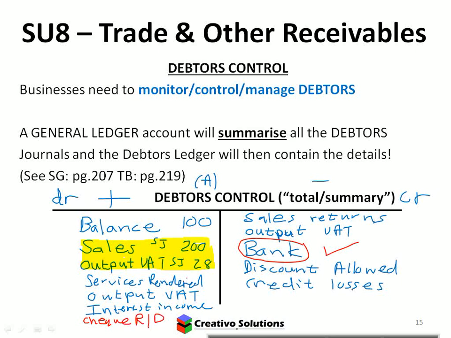Just to bring in something that we've already looked at previously. That's not part of this section. I doubt you'll see a question relating to debtors that will have a dishonored check. The dishonored check they'll test in the bank recon.